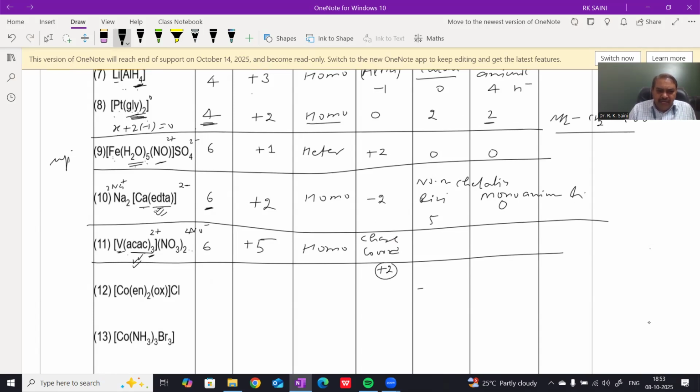How many chelating rings? 3 chelating rings are there, because acetylacetonato is a bidentate ligand, and there are 3 bidentate ligands. Therefore, 3 chelating rings are there, and each ring carries 6 atoms, because when acetylacetonato attaches with the central atom, it makes a 6-membered chelating ring.